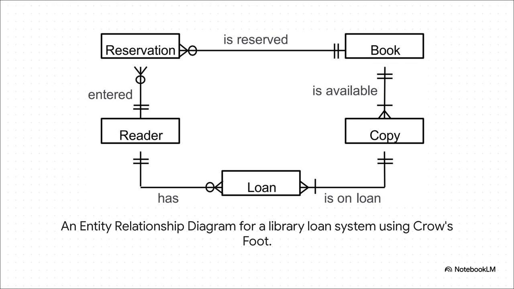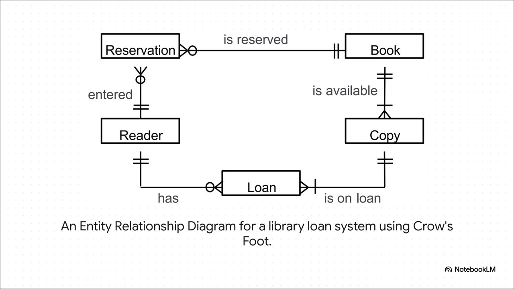Okay, let's break down this complete diagram for a library loan system. First things first, let's just identify the entities. They're in the rectangles, right? So we have reader, reservation, book, copy, and loan. These are the core objects our system needs to keep track of. Now, let's trace a couple of the relationships. We can see here that a reader can place a reservation. And over here, a book has 1 or more physical copies.